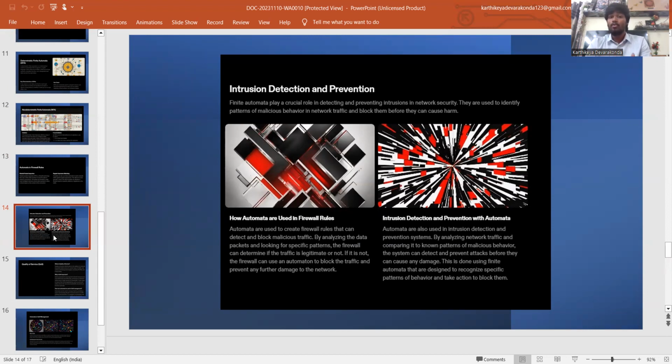Now, intrusion detection and prevention with automata. You can refer to the images for the automata used in firewall rules and intrusion detection and prevention. Automata are also used in intrusion detection and prevention systems. By analyzing network traffic and comparing it to known patterns of malicious behavior, the system can detect and prevent attacks before they can cause any damage. This is done using finite automata that are designed to recognize specific patterns of behavior and take action to block them. Now we'll move to the next page.